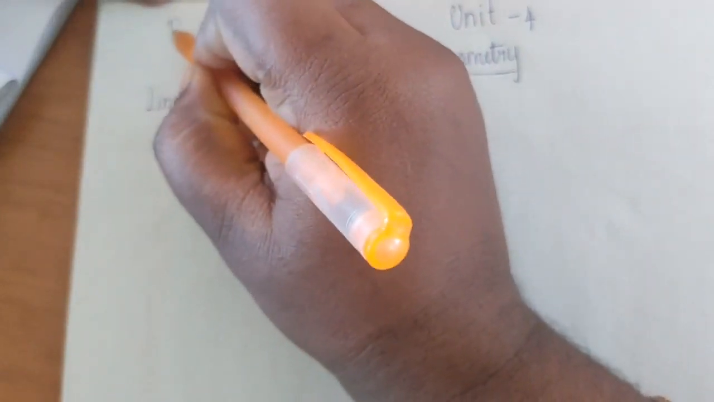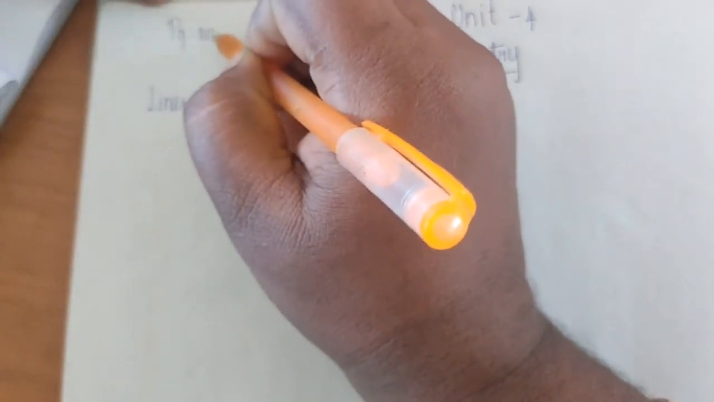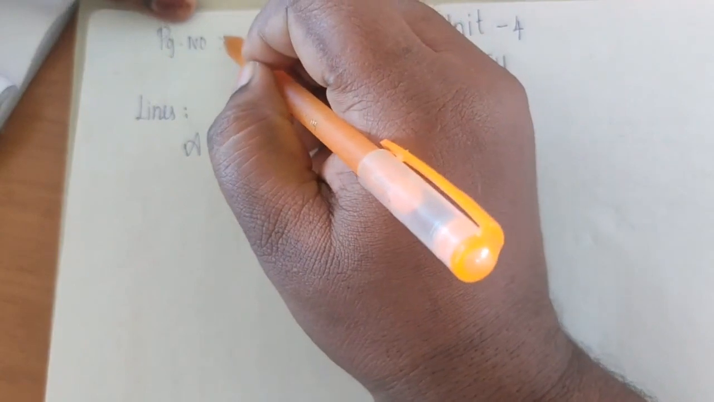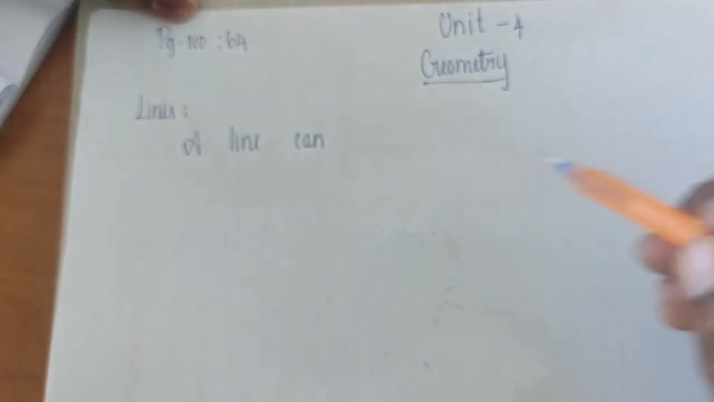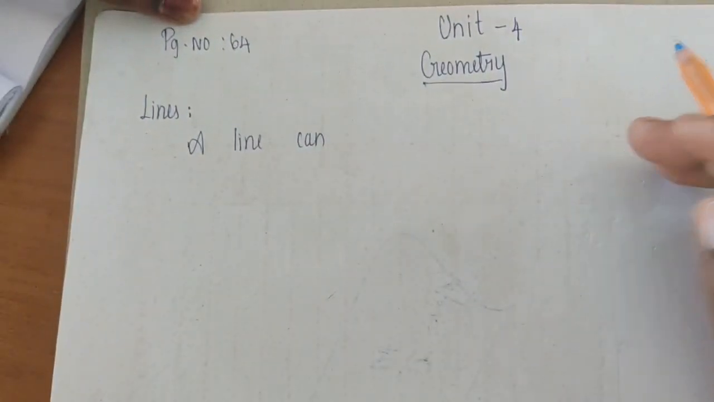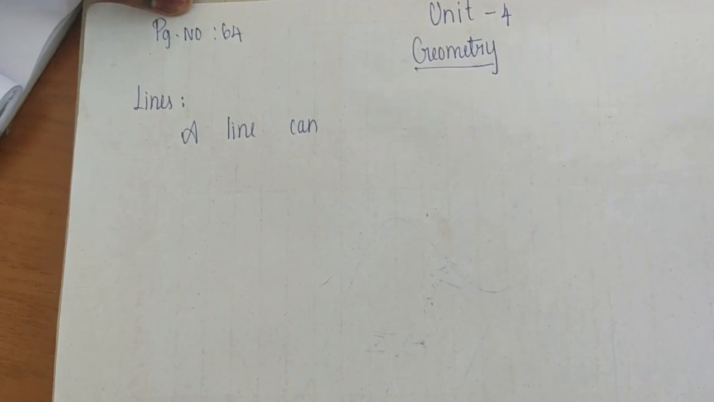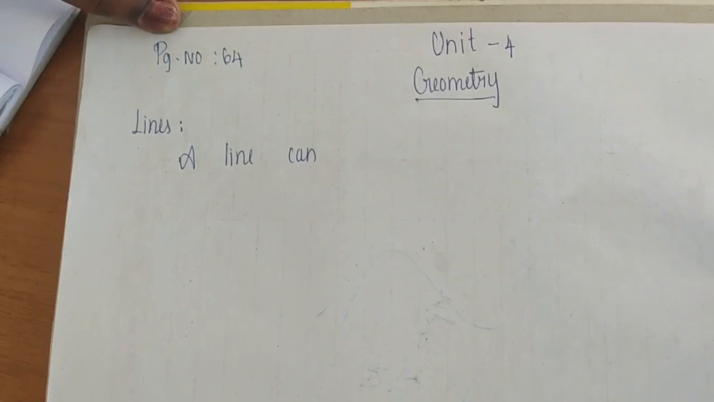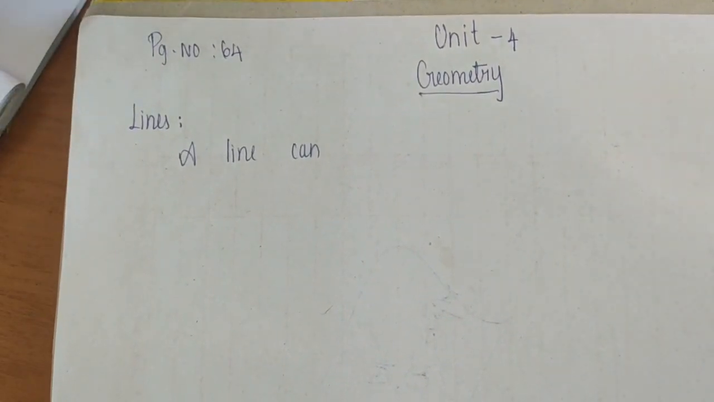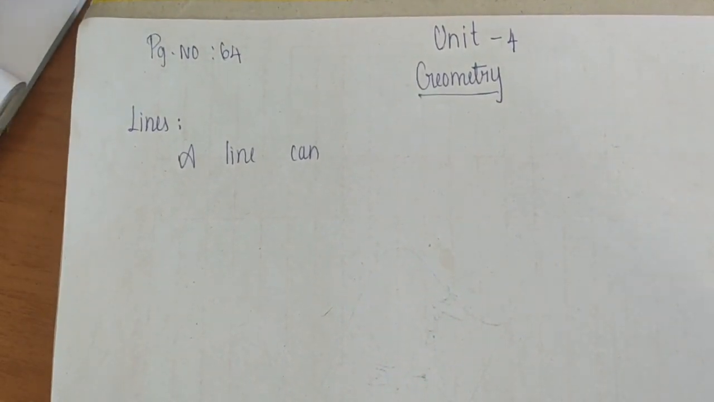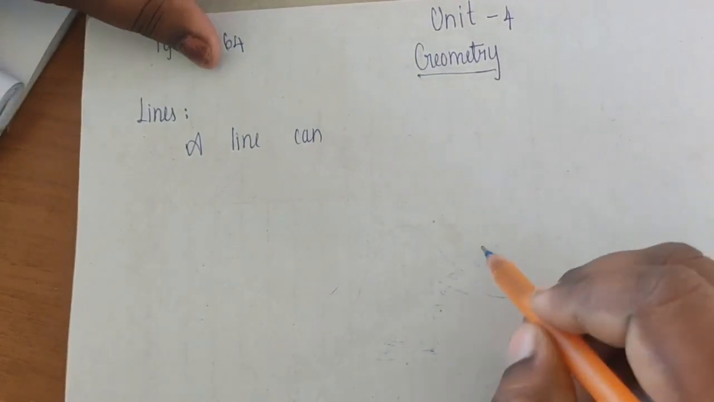Turn to page number 64, students. Unit 4, geometry. Okay students, what is a line?